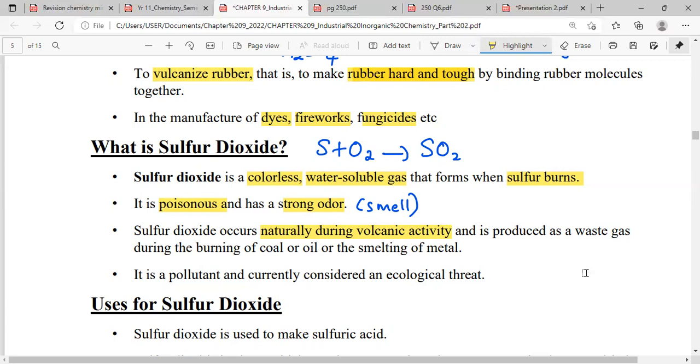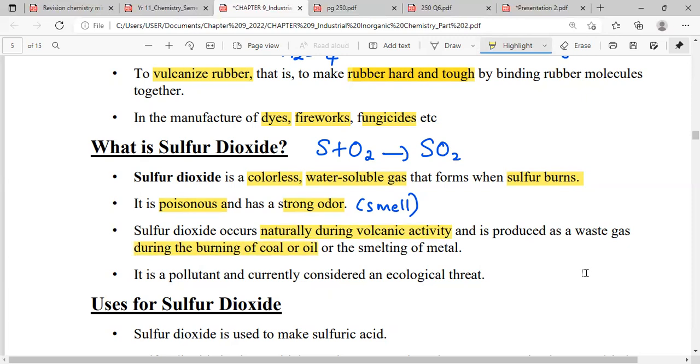But the major source of sulfur dioxide is the burning of coal or oil. Oil here refers to crude oil or petroleum. Earlier we saw that sulfur is found mixed together with fossil fuels. So when the fossil fuels burn, the sulfur will also burn. Here it says burning of coal. Where is coal burnt actually?